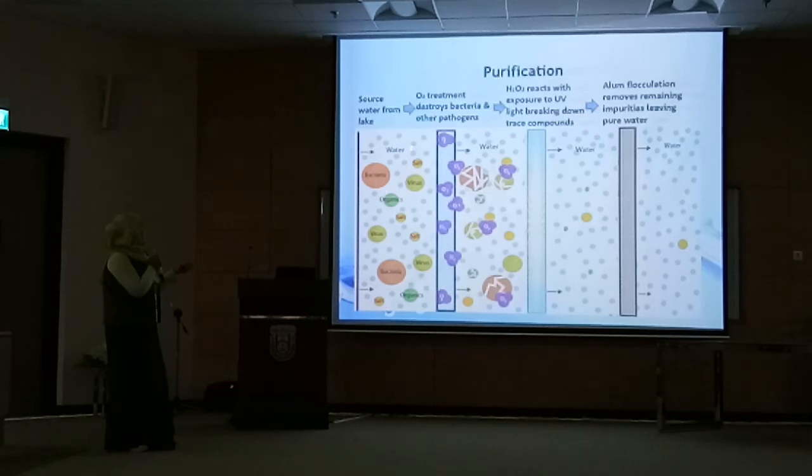Our water is like unpure water, and we use ozone treatment to destroy bacteria and pathogens. Hydrogen peroxide reacts with exposure to UV light, and it breaks down trace compounds. And around flocculation, it's the traditional method. In some areas people use this method when they have flood and they don't have enough pure water, right? They put alum in the water to settle down the impurities.